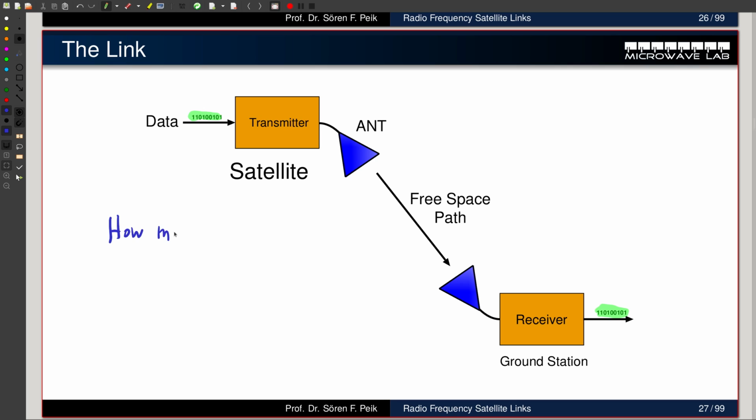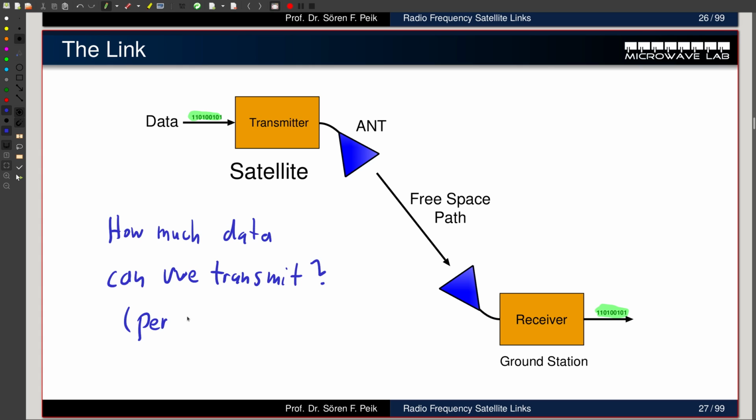How much data can I transmit? Or can we transmit? We're all together in this, no? And actually, we want to have it per time, or per second, let's say. Usually you want lots of data in only a few seconds. Okay, what's limiting us? And this is not so easy to answer.